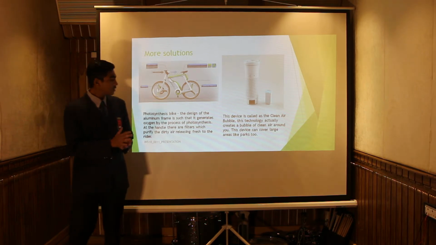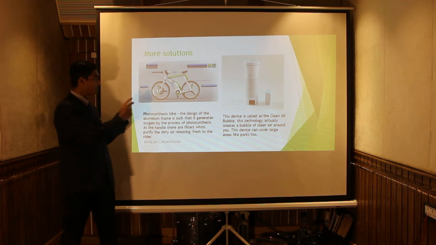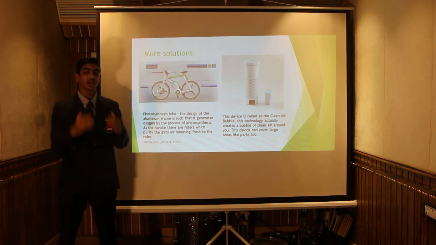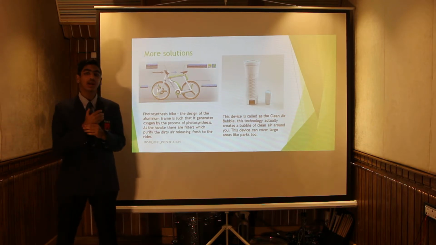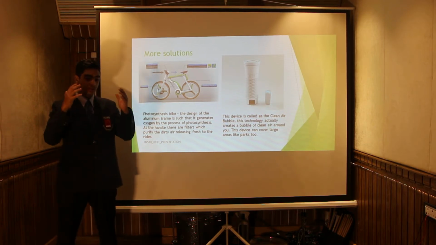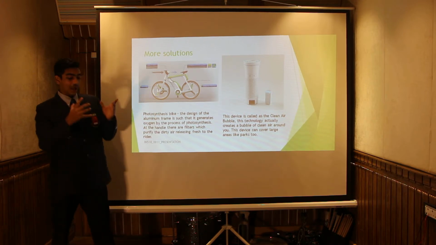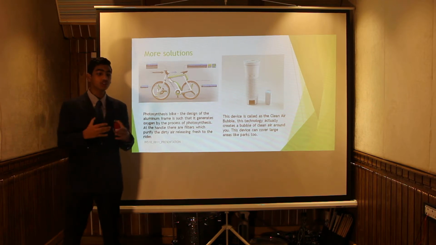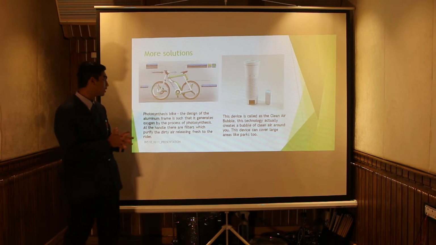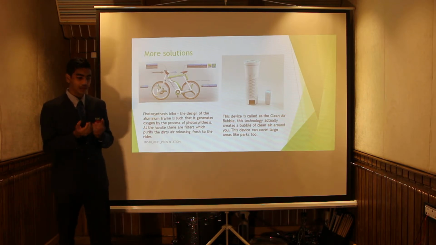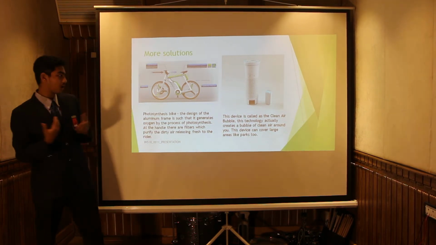Next slide. More solutions. This is called a photosynthesis bike. Now the frames of this bike are made such that it generates oxygen with the process of photosynthesis. When a person is riding this bike in broad daylight, the sunlight is captured with the help of these aluminium frames, and with some chemical reactions oxygen gets emitted. And also there's a filter right at the handle. It again filters the air. While a person is riding this bike, the air gets filtered and clean air is given to the rider.